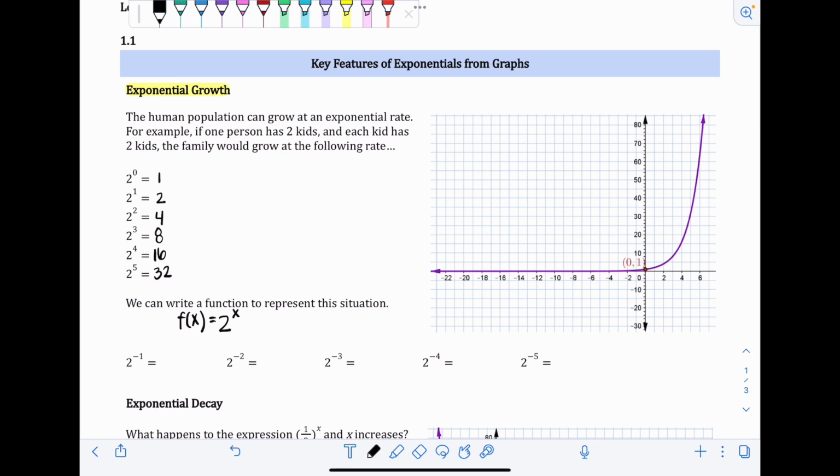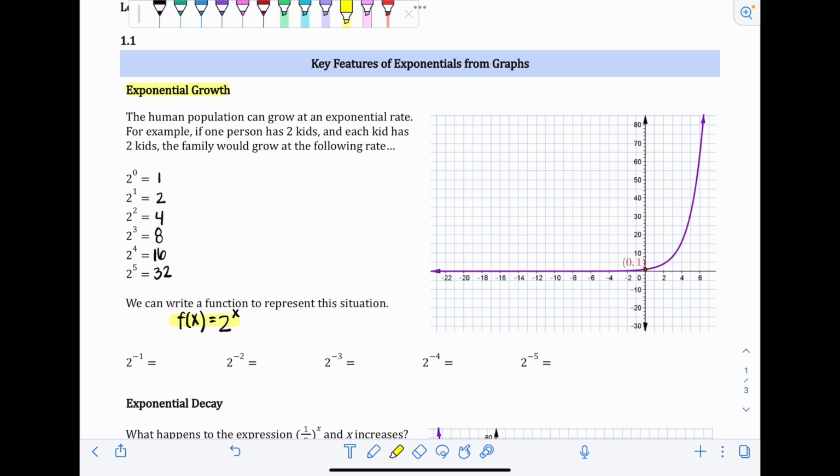And in this case, x would represent the generation number. If x is 0, it's that very first person, it's kind of hard to think of it as the 0th generation, but the starting of the family. When x is 1, it's that first set of kids that are born. When x is 2, it's the second set of kids that are born, and so on. So f of x is equal to 2 to the x, and then this is actually graphed to the right.